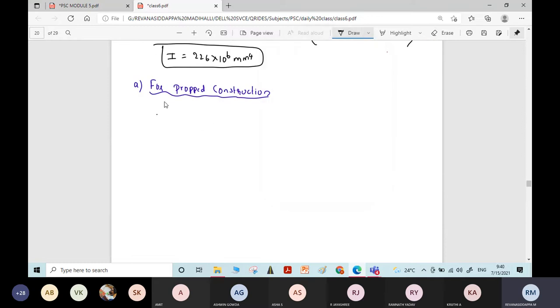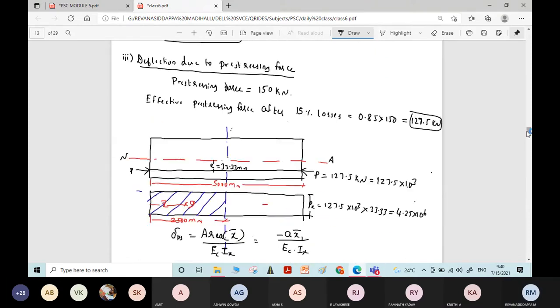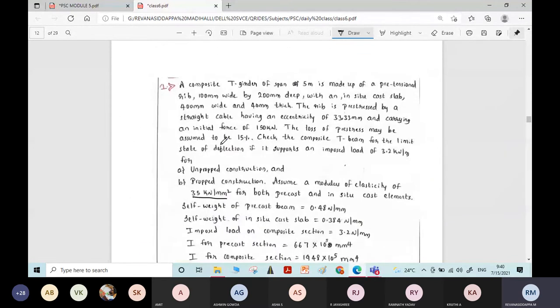For proper construction, deflection due to dead load. First one, deflection due to self weight of the beam. Let me go to the previous problem. Okay, this is the problem.